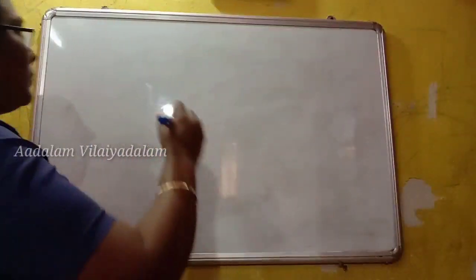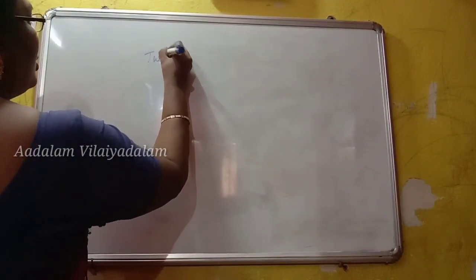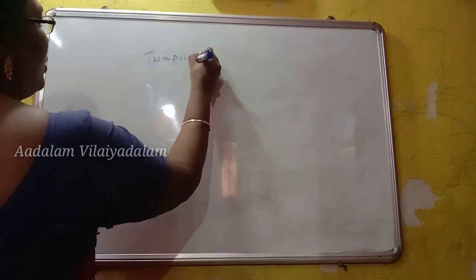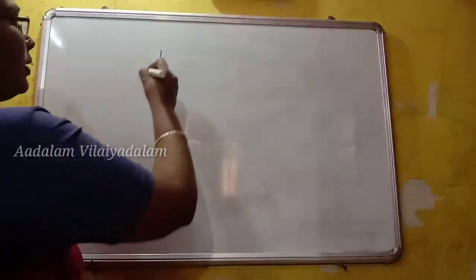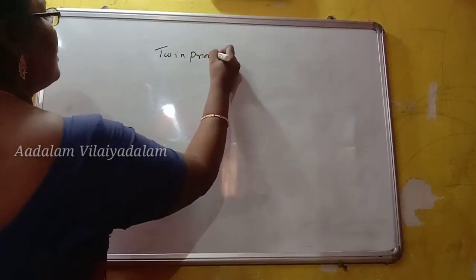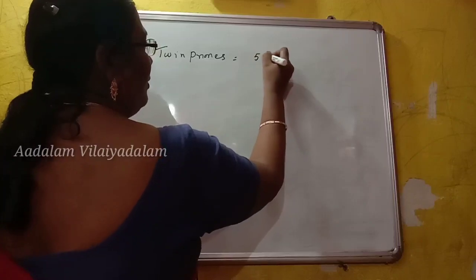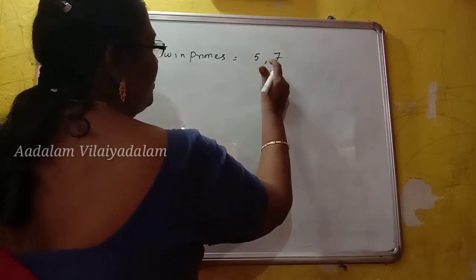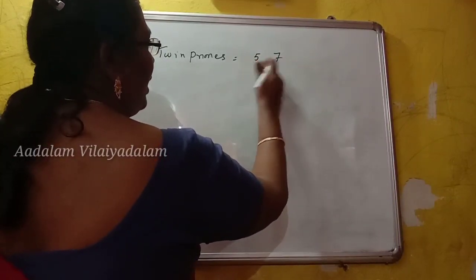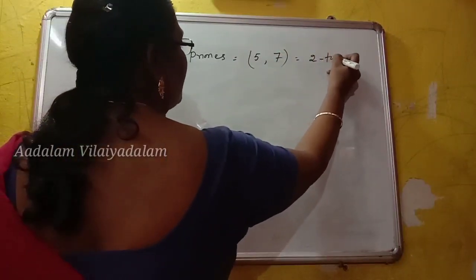What is meant by twin primes? The difference between the two prime numbers. For example, 5 is a prime number, 7 is a prime number. If you subtract 5 from 7, what will you get? 2, right? This is known as twin primes.